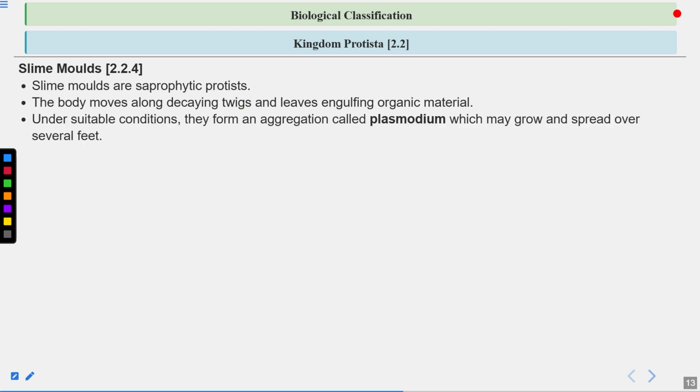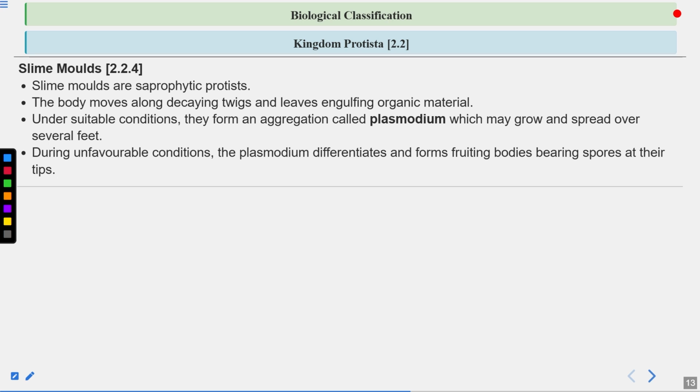Now, under suitable conditions, they form an aggregation called plasmodium, which may grow and spread over several feet. When the conditions are optimum, they form plasmodium. What is plasmodium? This is the aggregation of the cells. This plasmodium can grow and spread over several feet. So plasmodium is usually formed in suitable conditions, but what happens in unfavorable conditions?